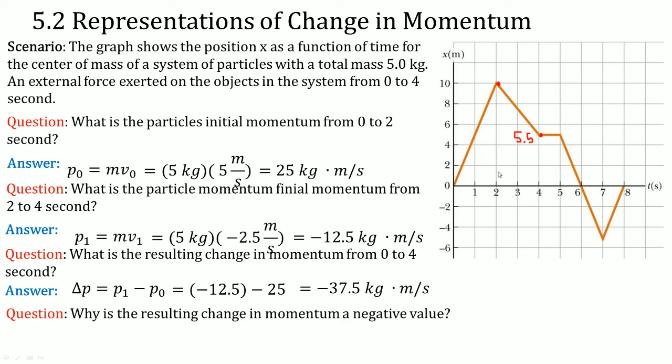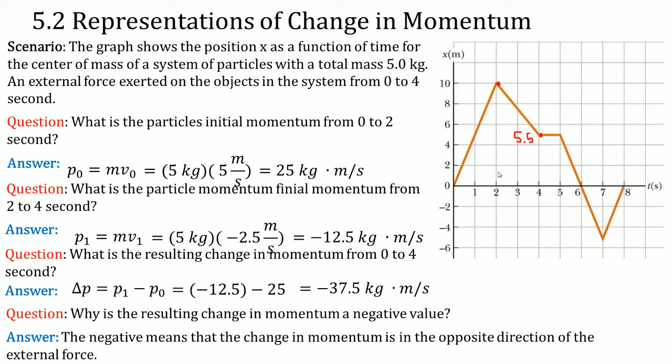The only way the object can come back is if the force is pushing back against it. So if the object was going right, for it to get a negative distance, it has to go left. That means the force has to be applied to the left. So that negative means that the change in momentum is in the opposite direction of that external force. That is the only reason the object can now move left. There you go.